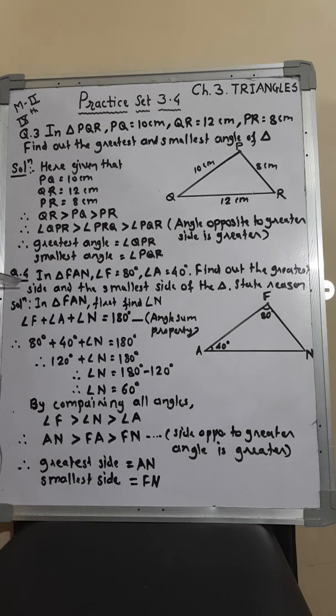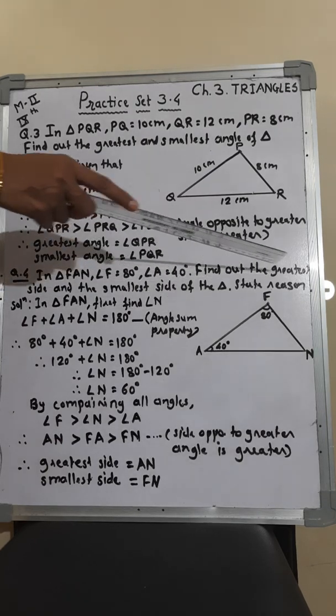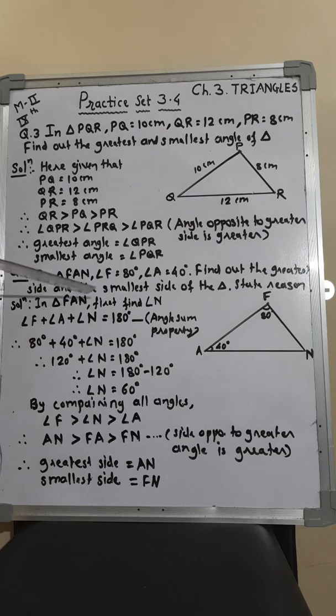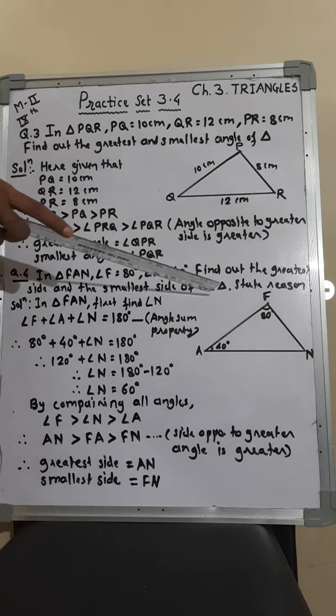Now question number 4. Here also you have to use this concept. In triangle FAN, angle F equal to 80 degrees, angle A equal to 40 degrees. Find out the greatest side and the smallest side of the triangle.